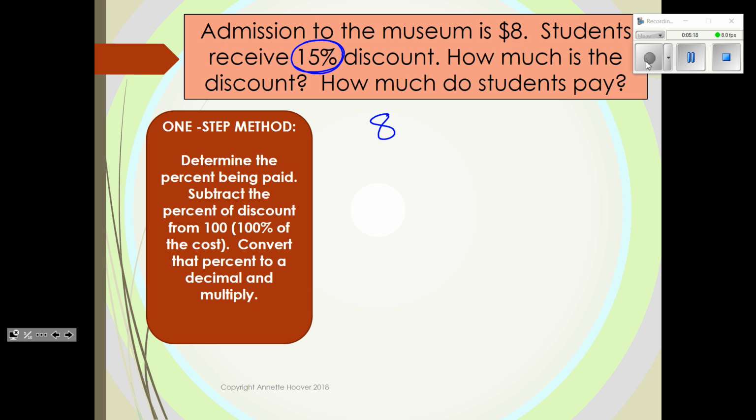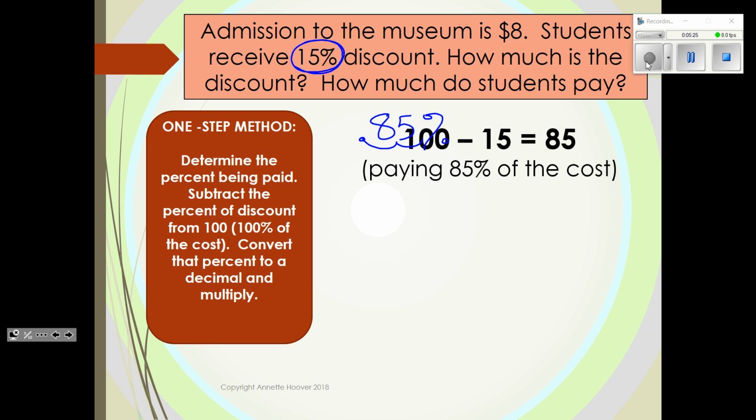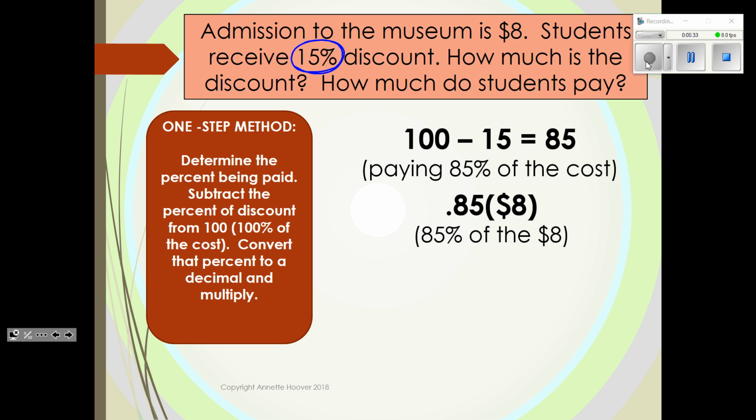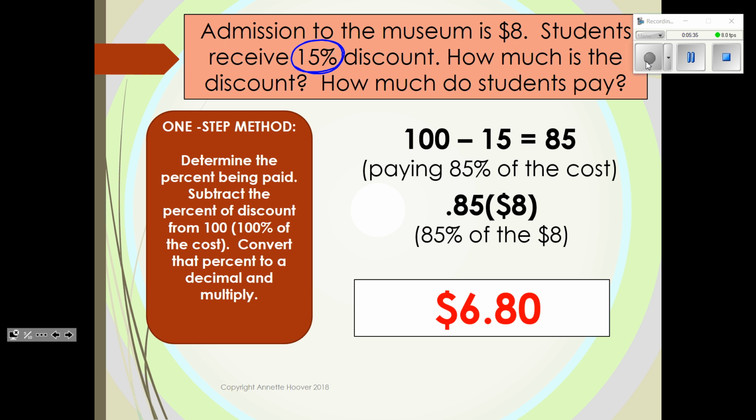So now if I know I'm paying 85% and I turn that into a decimal by moving the decimal over 2 places, and I multiply that times the purchase cost, then we just have 8 times 85 hundredths, and you're going to get the same thing we did in the two-step method, which is $6.80. Now hopefully this first step, where you're figuring out how much you're actually paying, is a step you can do mentally, and you wouldn't have to have your calculator for, and you would only need your calculator for this final step. That's why I call it a one-step method, because I do the first step mentally.